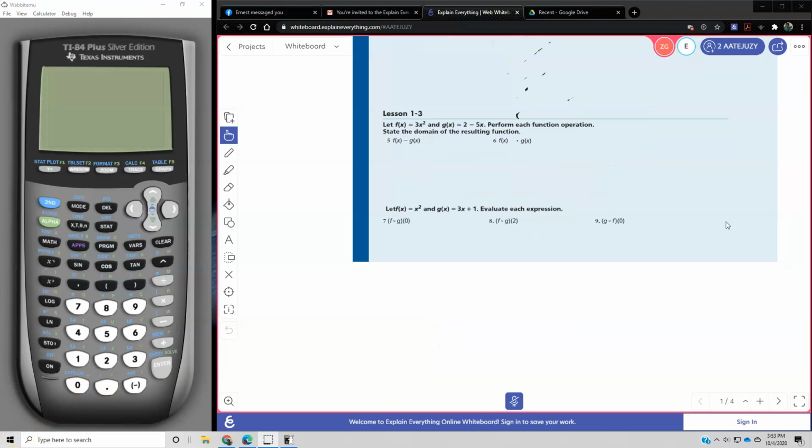For number 7, we're going to evaluate f composition of g of 0. So how do we do that? You're going to rewrite it as f of g of 0. So you first have to do g of 0. So wherever you see the value of x, you replace it with a 0. So 3 times 0 plus 1. 3 times 0 is 0 plus 1 is 1. So g of 0 is equal to 1. Then we have f of 1 equals 1 squared, which gives you 1.